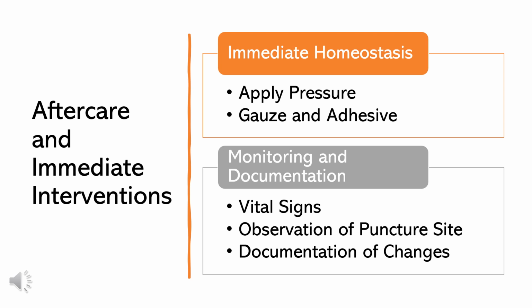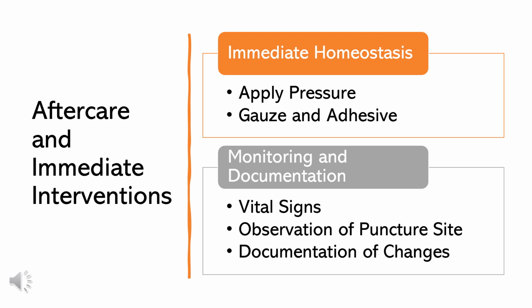Once hemostasis is confirmed, secure a gauze pad with adhesive tape over the site. This acts as a secondary measure against bleeding and potential infection. Reassess vital signs and compare them to the baseline values you documented before the procedure. Any significant changes may indicate complications and require prompt intervention.